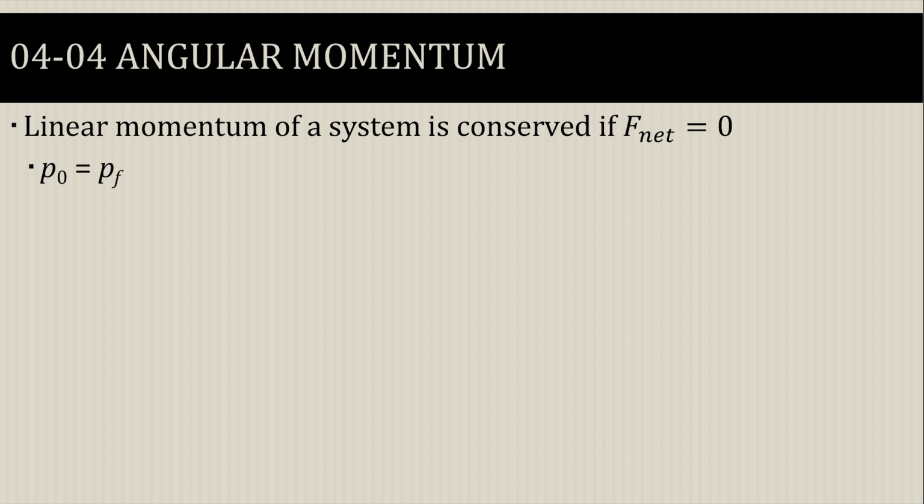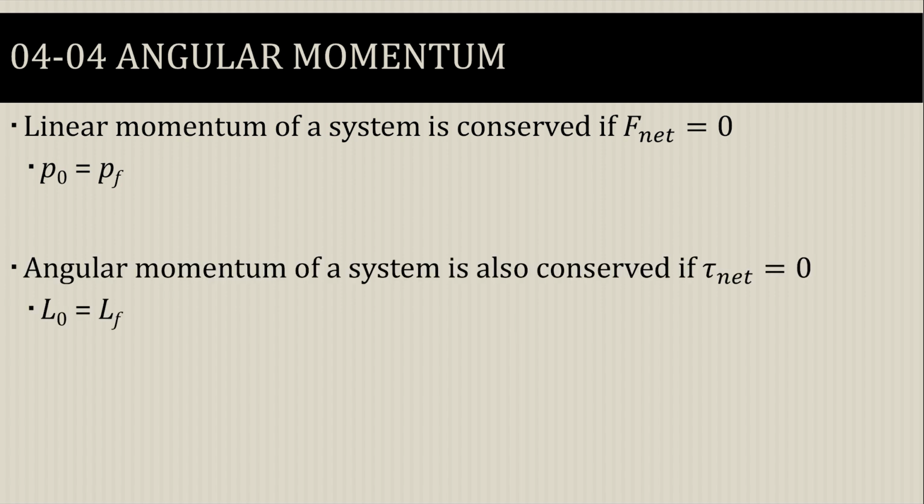Linear momentum of a system is conserved if the net external force is zero. Angular momentum of a system is also conserved if the net torque on the system is zero.